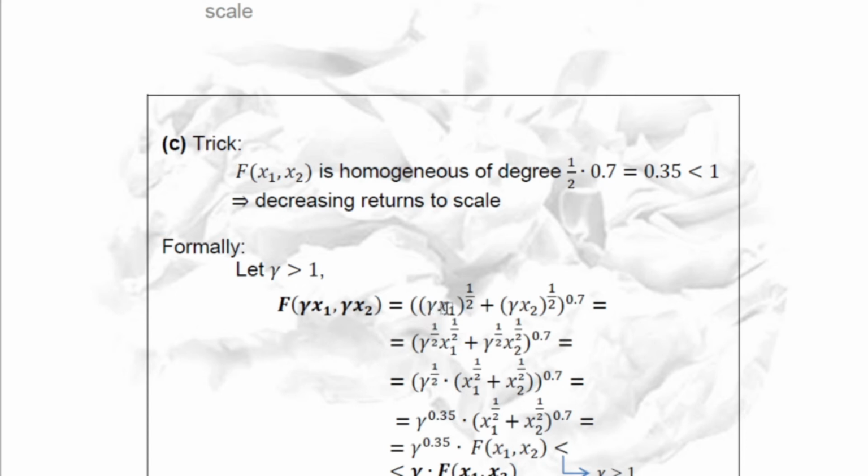As I told you, when we have homogeneous functions, it's very easy. We have gamma elevated to 1/2 here, and gamma elevated to 1/2 here. We can take it out as a common factor. At the end we have gamma elevated to 0.35 times the production function. So we have decreasing returns to scale, because of what we said in the previous question.